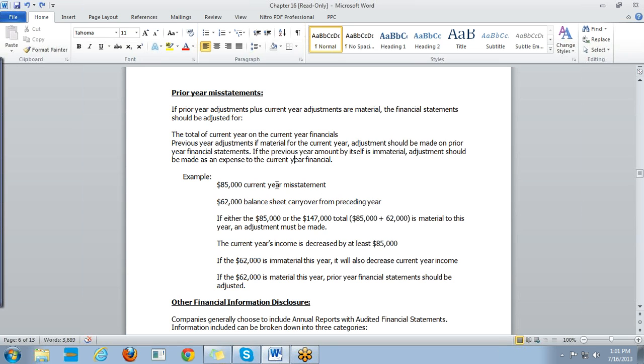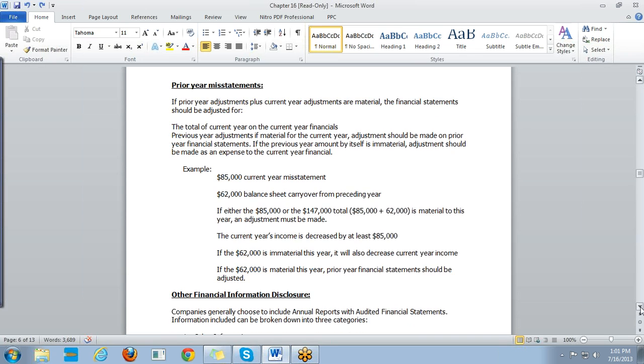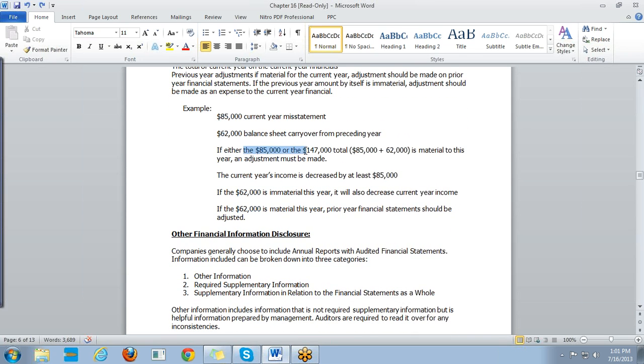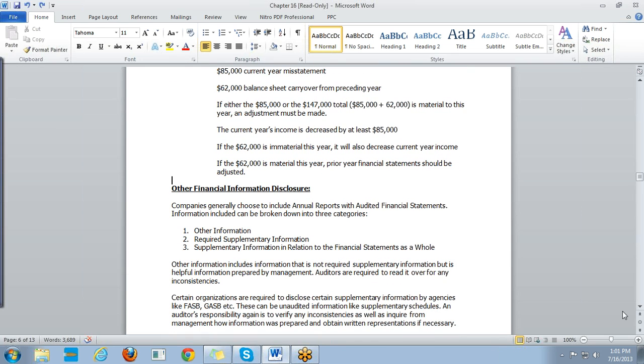Okay? Here's a current year misstatement. Here's a carryover from the previous year. If either 85,000 or 147,000 total is material, adjustment has to be made. Okay? If the 62,000 is immaterial, it will also decrease current year income. If 62,000 is material, we need to readjust in the prior year's financials. Again, rules that you need to know for successfully answering multiple choice questions. So this is for prior year misstatements.